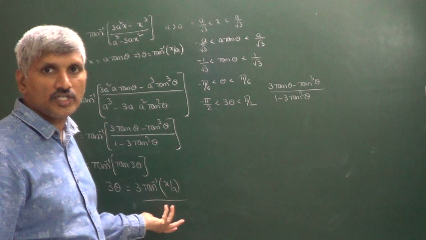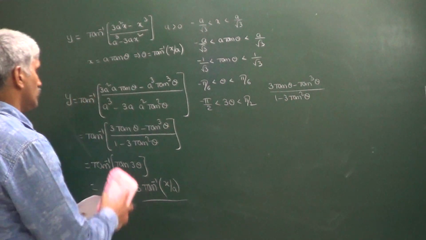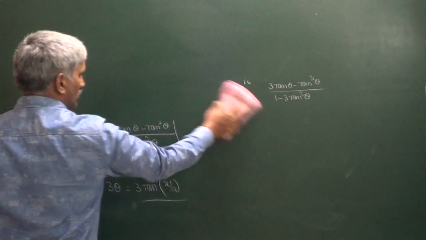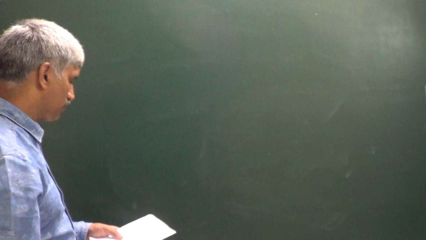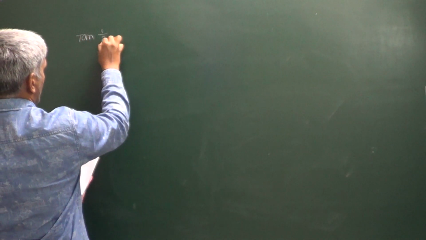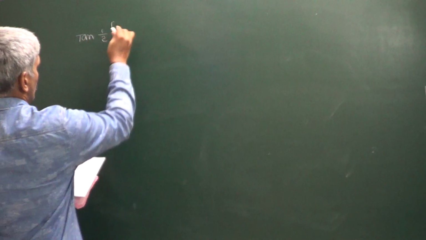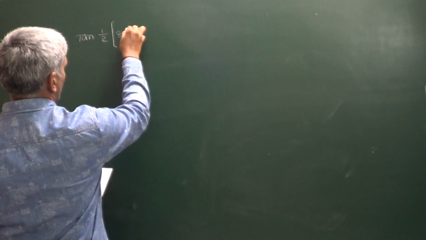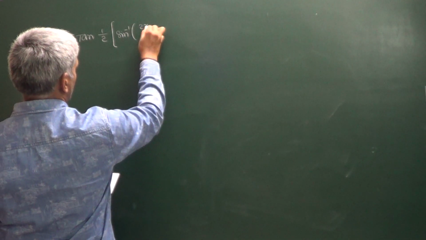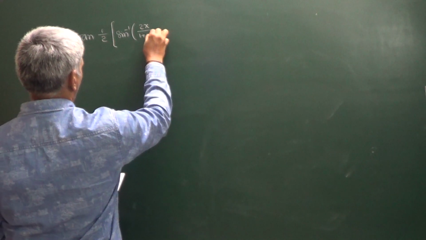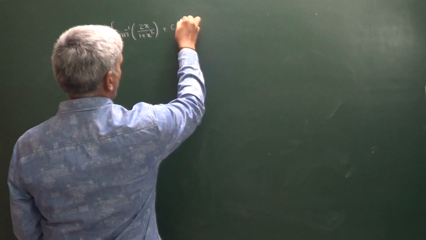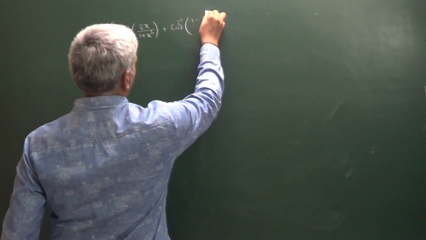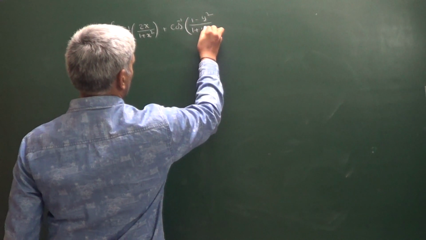He is asking for differentiation. We can do the differentiation of this easily. Tan inverse x differentiation is 1 by 1 plus x square. So we can do it. The next question is asking for simplification: tan of 1 by 2 sin inverse of 2x by 1 plus x square, plus cos inverse of 1 minus y square divided by 1 plus y square.